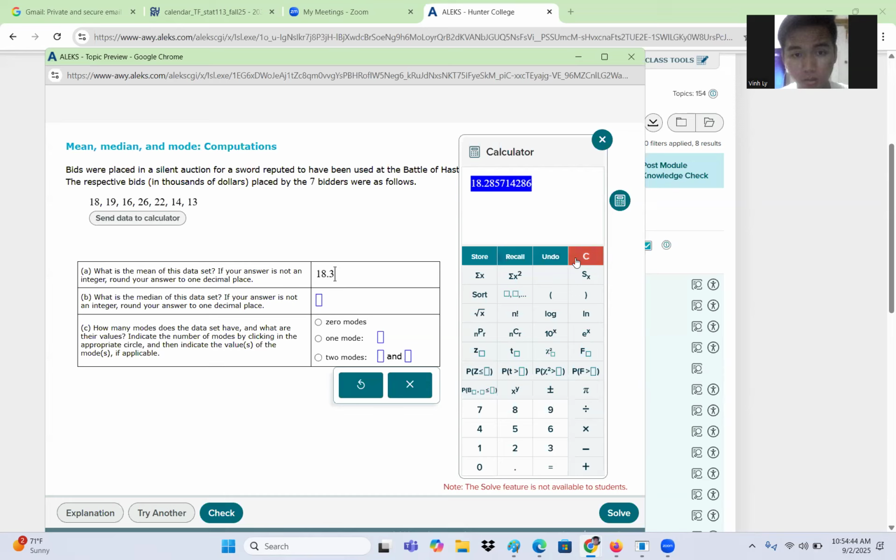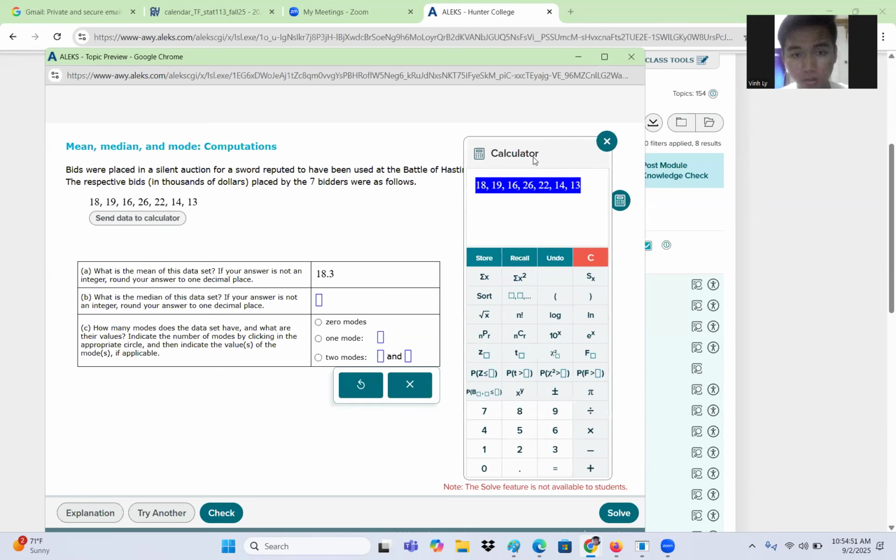So we can also use this calculator to sort the data sets. So we can sort them, and then the median was 18. Okay. So that's the midpoint, that's the middle number among all of this data. Do we have any modes? We got no modes, right? No, yeah, none of these data repeats. Okay, check.